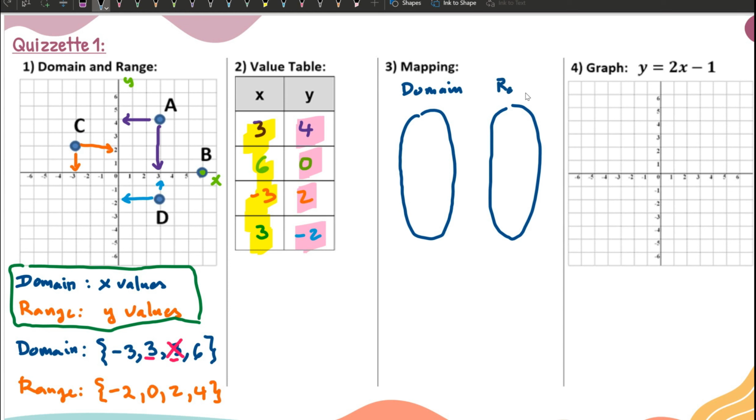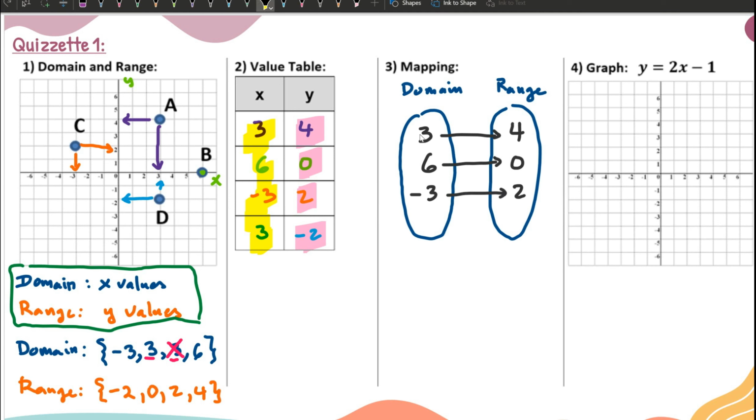This is range. Okay, based on the table, you're going to map them. So 3 goes to 4, 6 goes to 0, negative 3 goes to 2, 3 goes to negative 2.